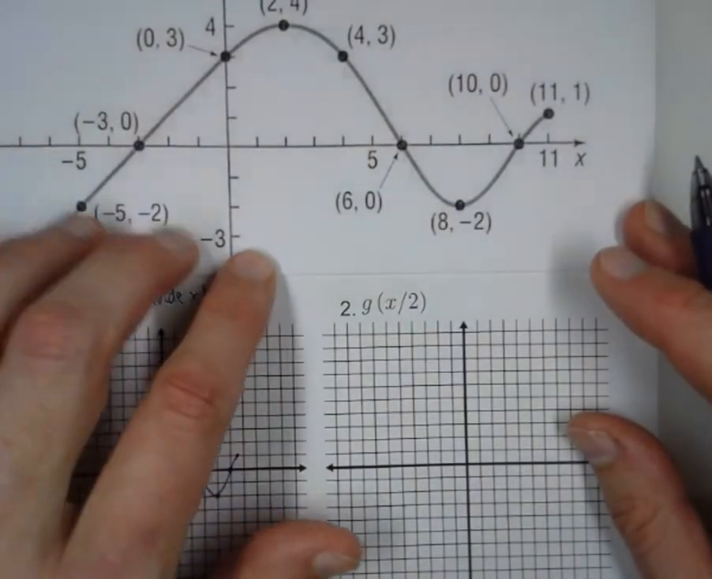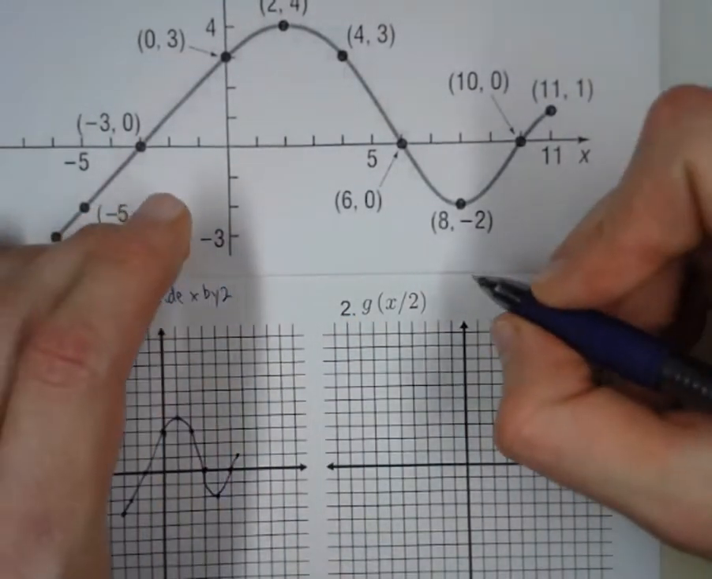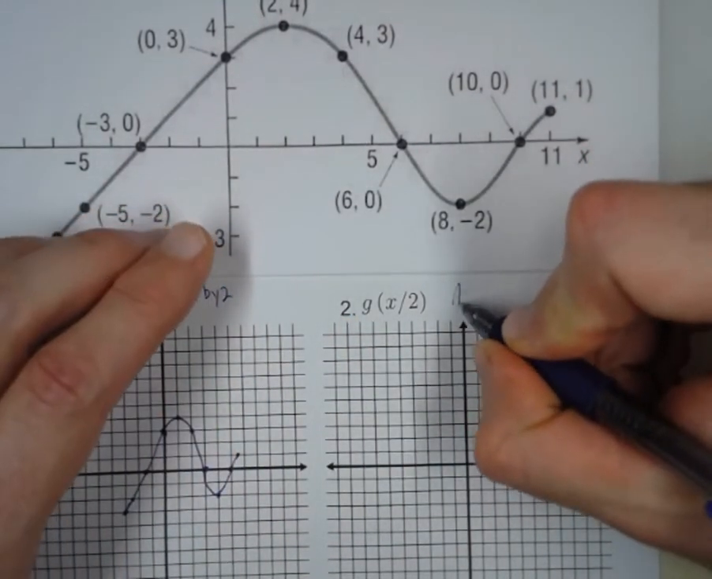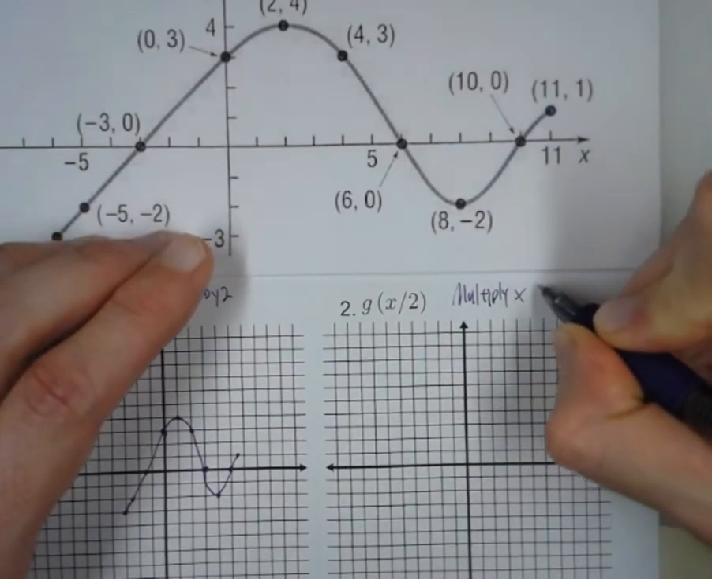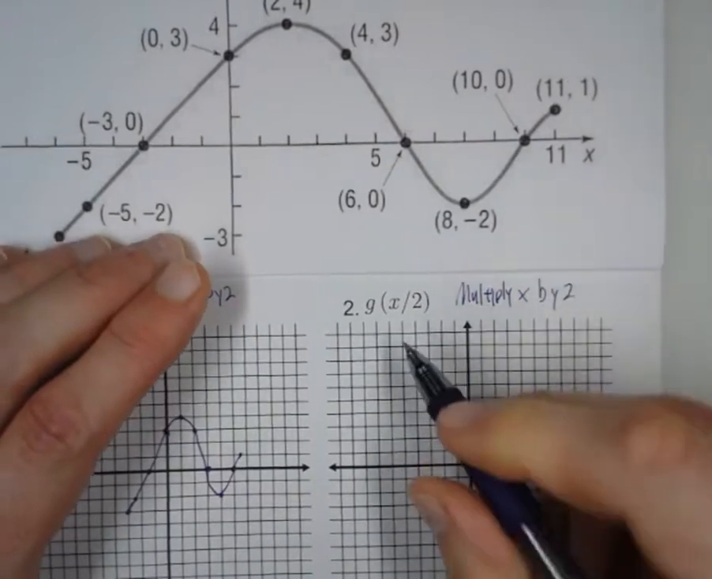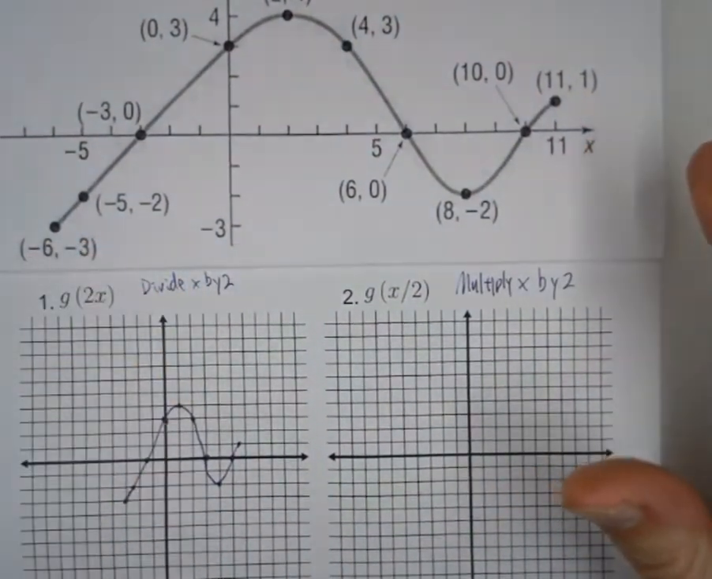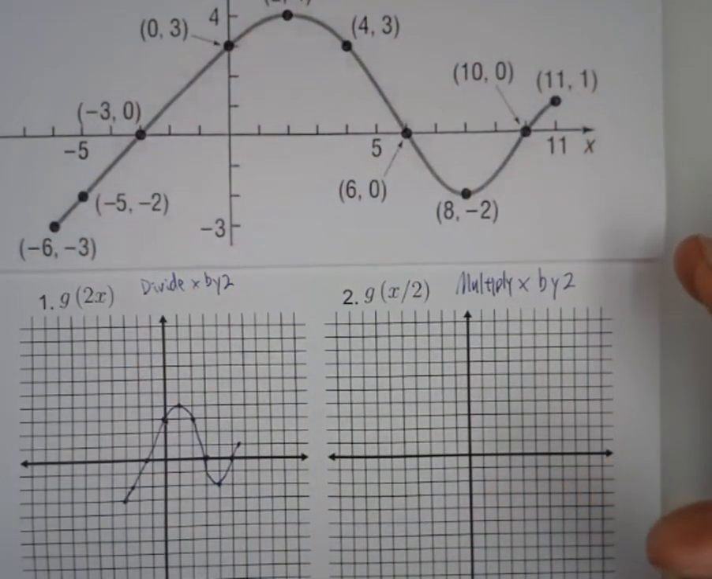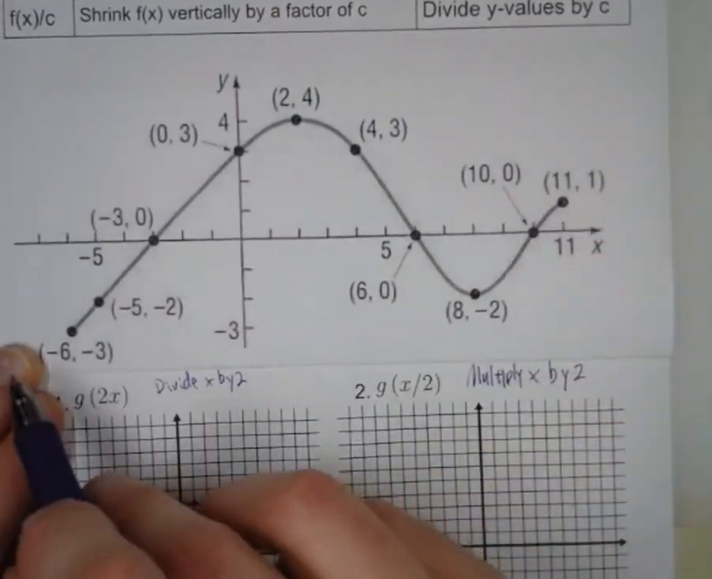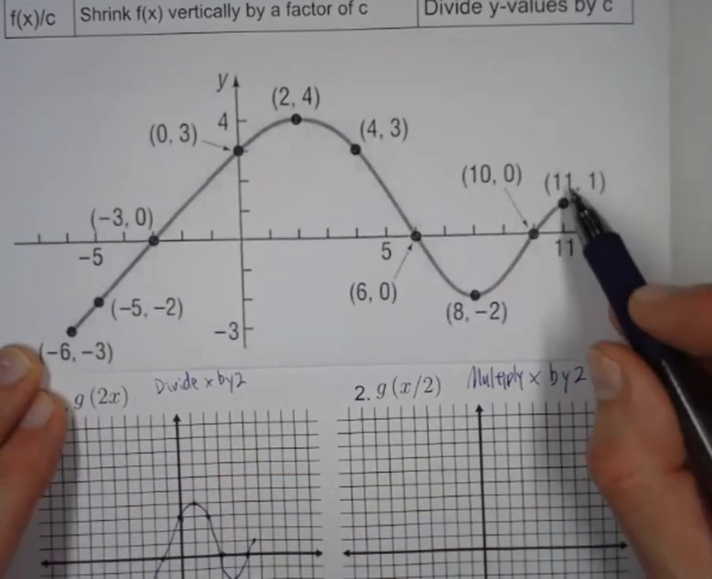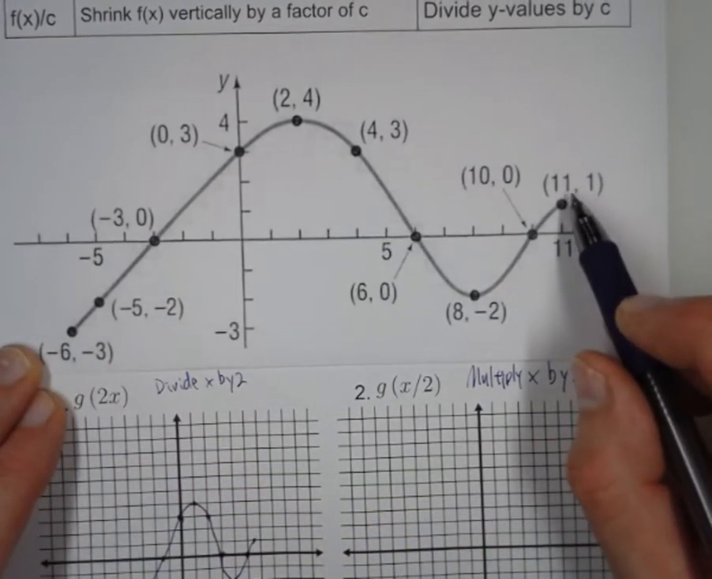Now here we have g of x divided by 2. So what's going to happen is we're going to multiply x by 2 because we do the opposite. So all the x values are going to double in scale. And actually, if I look at my graph, my smallest x value is going to be -12. My biggest x value is going to be 22.